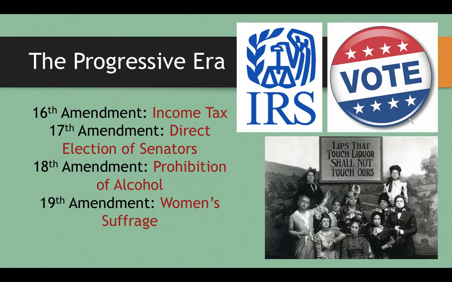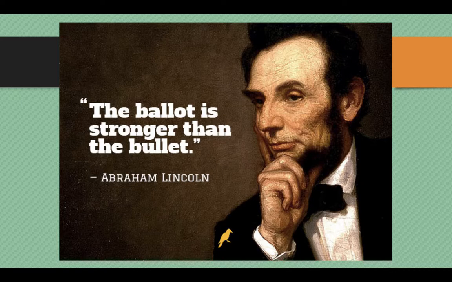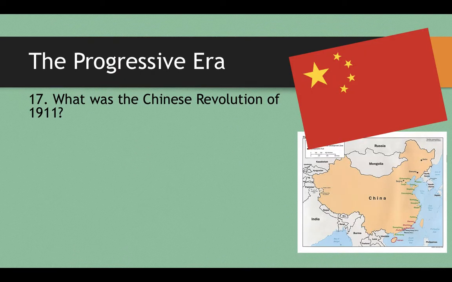And then the 19th Amendment was women's suffrage. In 1920, women got the right to vote for the first time in U.S. history. Okay, here's a famous quote from Teddy Roosevelt. He said, "A vote is like a rifle. Its usefulness depends upon the character of the user." And going back a little bit further, Abraham Lincoln said the ballot is stronger than the bullet. Okay, so a lot of reasons for increasing the right to vote.